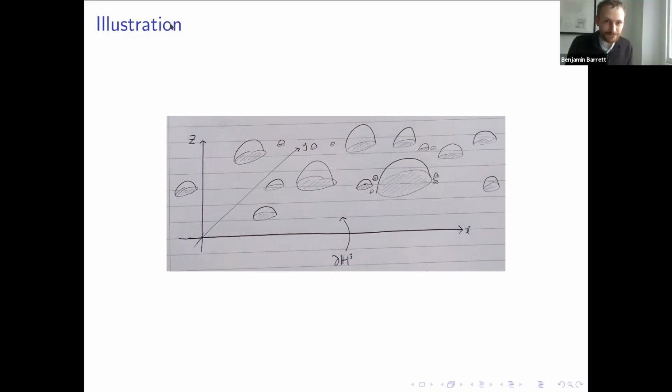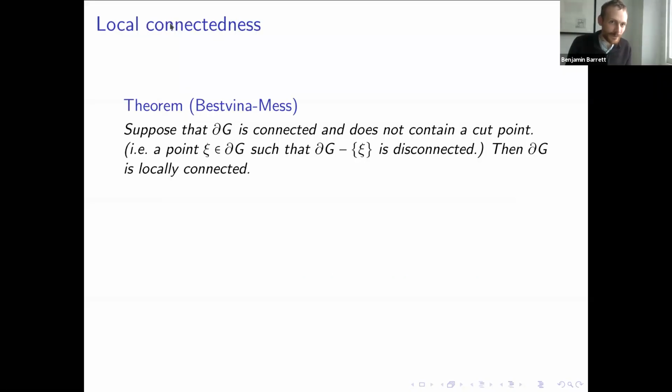I'm about to move on. Okay, now I'm going to start talking about local connectedness. Local connectedness is a nice topological property, and spaces that aren't locally connected can be a bit scary. So it'd be quite nice if we knew that boundaries of hyperbolic groups were locally connected. And that's what this theorem of Bestvina and Mess gives us.